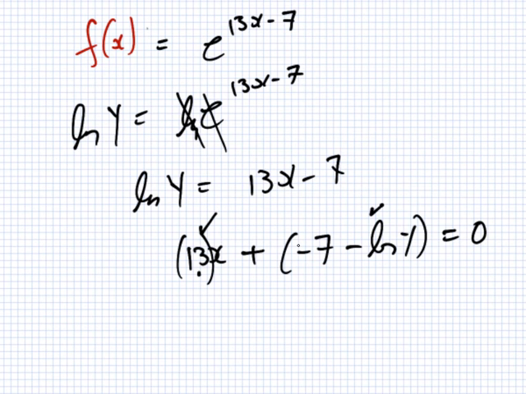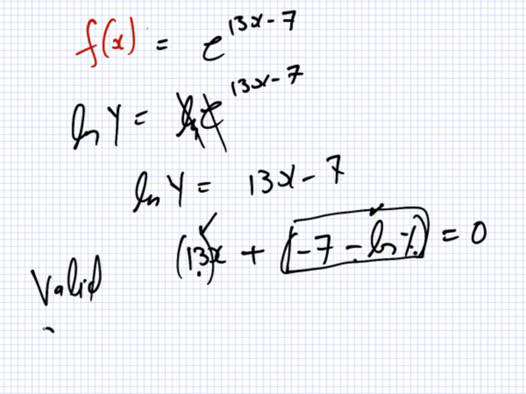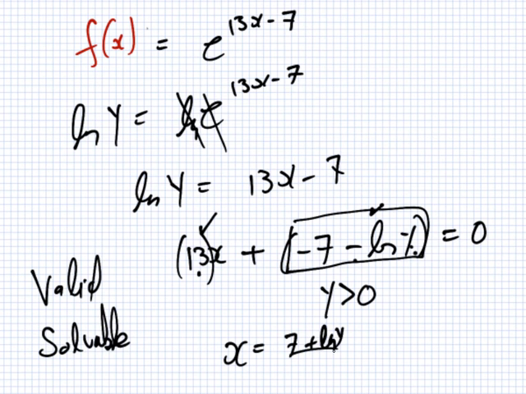But the c has to exist. And this c only exists as long as y is positive. This c does not exist if y was negative. So it looks like this is valid or solvable as long as y is positive, because you can solve this as x equals 7 plus log y over 13. But of course this needs to be valid. So it looks like the answer is all the positive numbers except 0. Yeah.